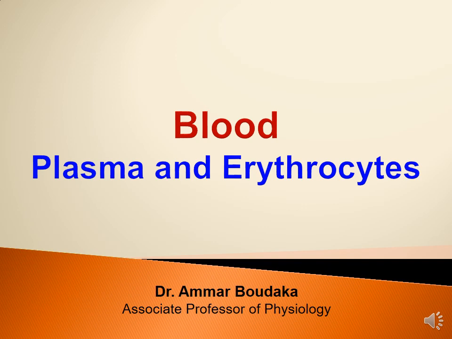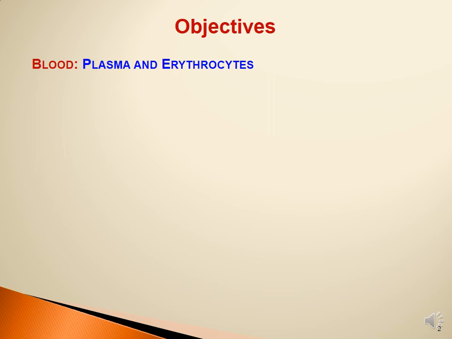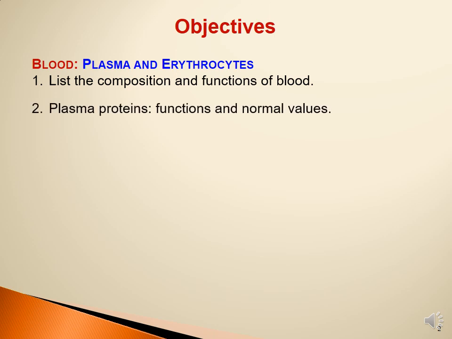Hi everyone. In this session, I'm going to talk about blood with special focus on plasma and erythrocytes in terms of composition and function. The objectives of this session are to list the composition and functions of blood in general, then to talk about plasma proteins, their functions and normal values, then the erythrocytes or red blood cells, their normal shape, their normal count, and the function of red blood cells.